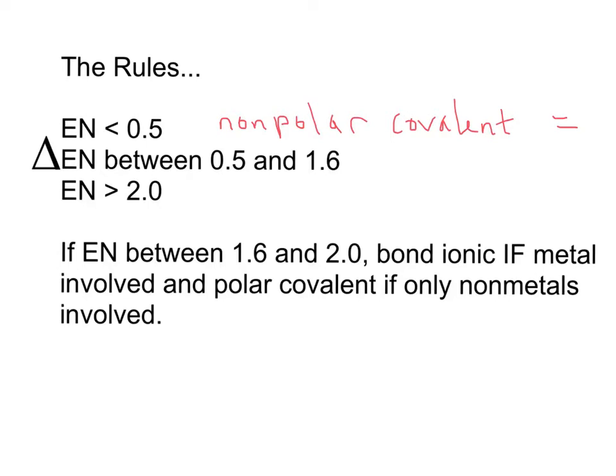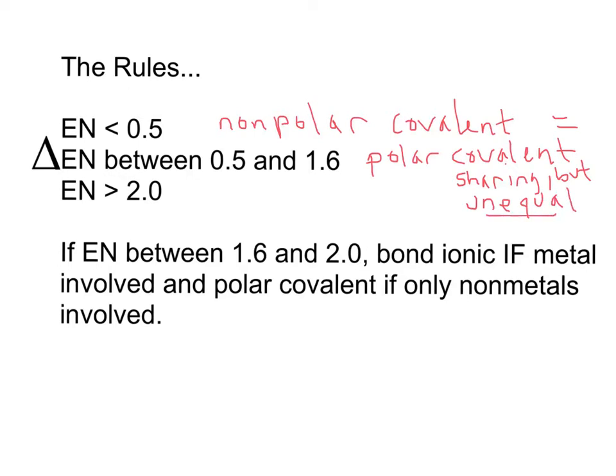Now the next one is if you have a difference of 0.5 to 1.6, these would be known as your polar covalent bonds. And the polar means there are poles. What that means is there's a slightly positive end of the molecule and a slightly negative end of the molecule. The most common polar covalent thing we can think about is water. But we'll talk about this and show you why later. So they're sharing the electrons, but it's not equal sharing. It's unequal. Make sure you copy that in.